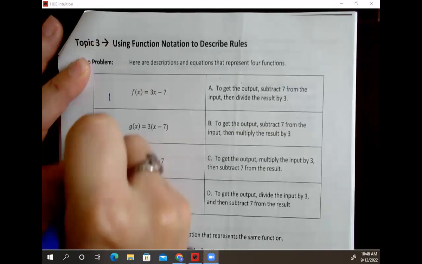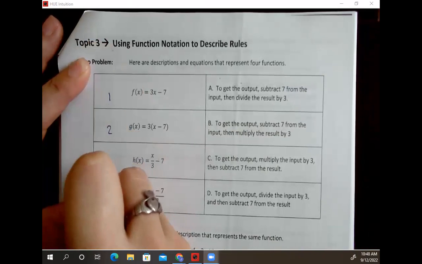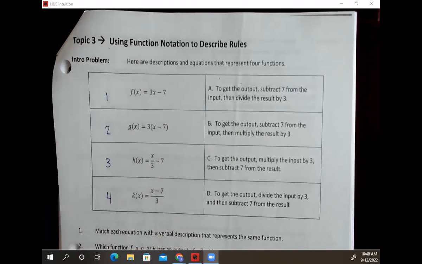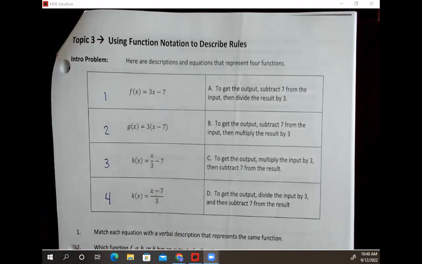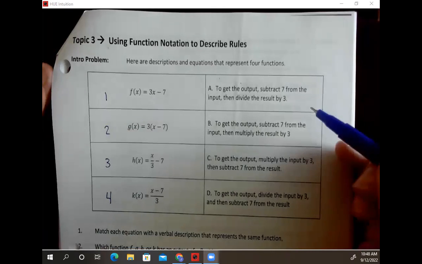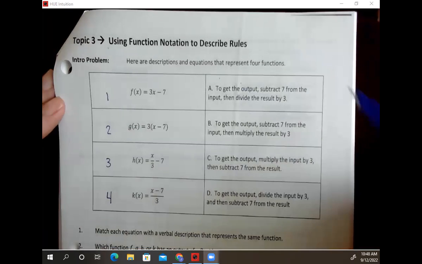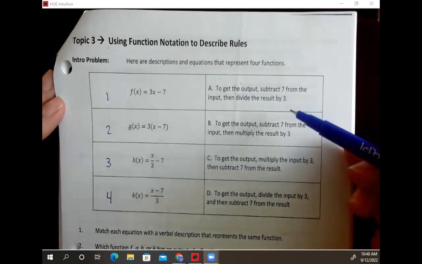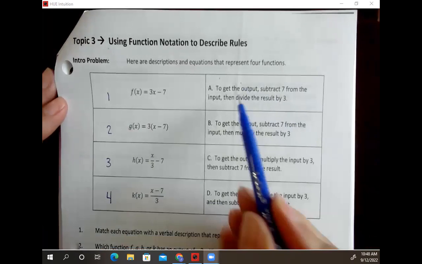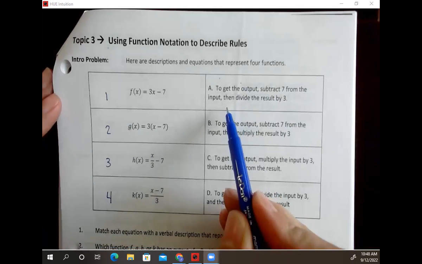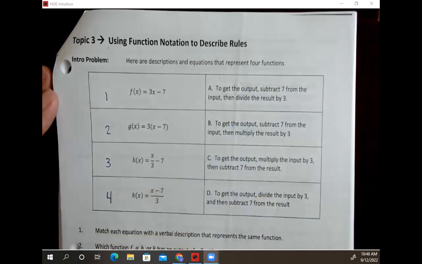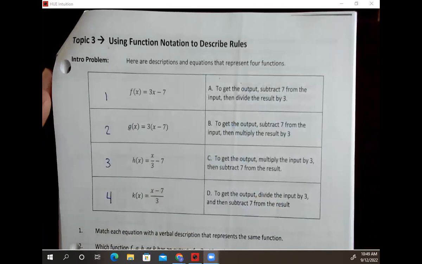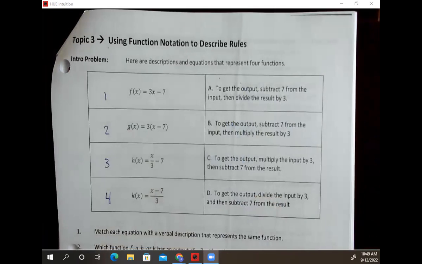So just to make this a little easier, I'm going to call this 1, 2, 3, and 4. So as we talk about them, we can say the first one or the second one or number 4. And then let's take a look at our descriptions over here on the right-hand side. A says to get the output, I subtract 7 from the input and then divide the result by 3. These order words are important because that tells me what I want to do first, what I want to do second, what I want to do third, depending on how big my function is.